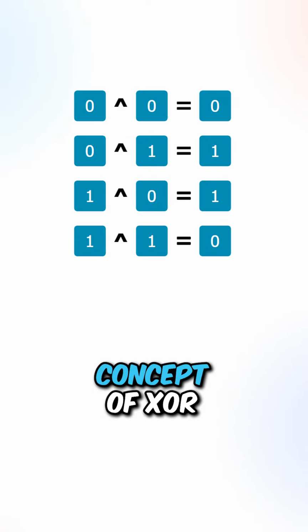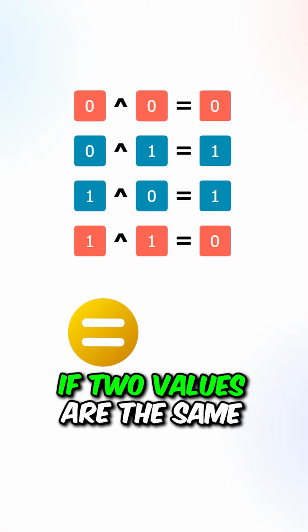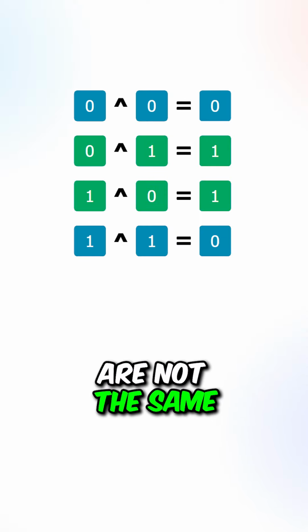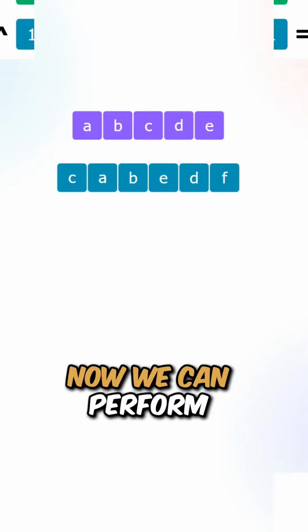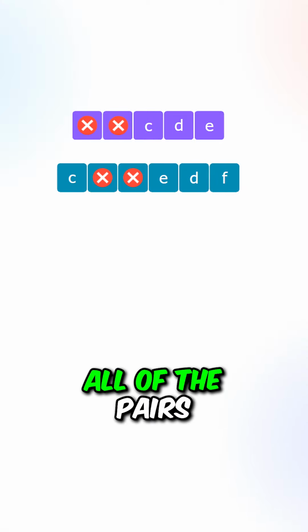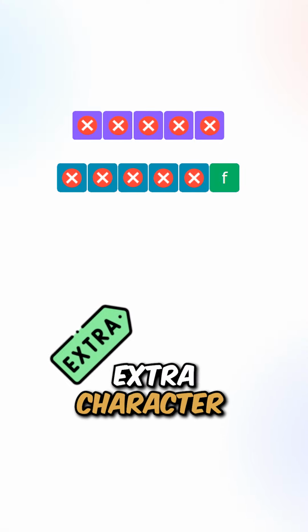What we can do is use the concept from XOR. We can see that if two values are the same, they will cancel each other out. And if two values are not the same, they will not cancel each other out. Now we can perform the XOR operation on the characters. This will cancel out all of the pairs, leaving us with the extra character.